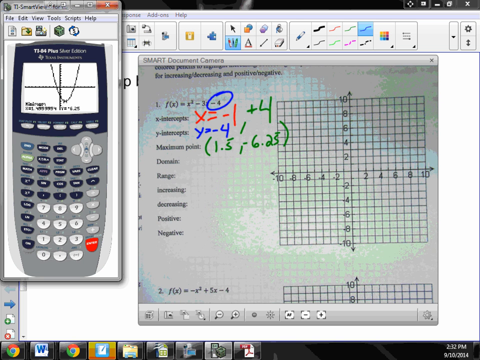Okay, now that I have those 4 pieces of information, I can graph it. So one root's -1. My y-intercept is -4. My minimum is going to be right here. And I have a root at 4. That's my graph.